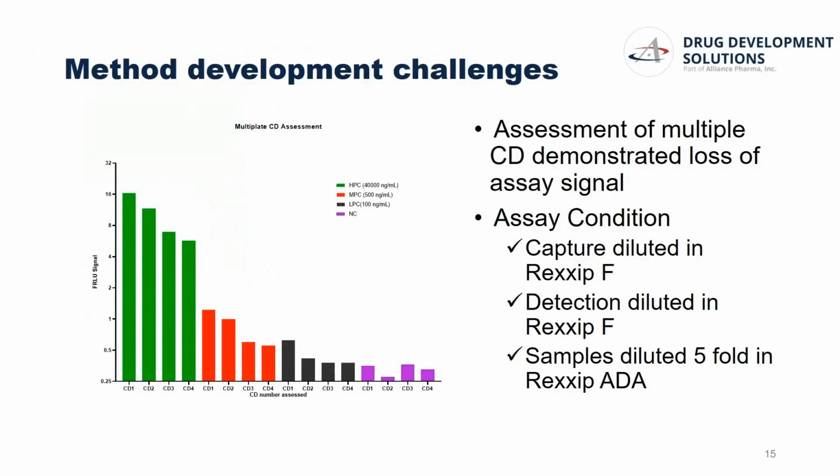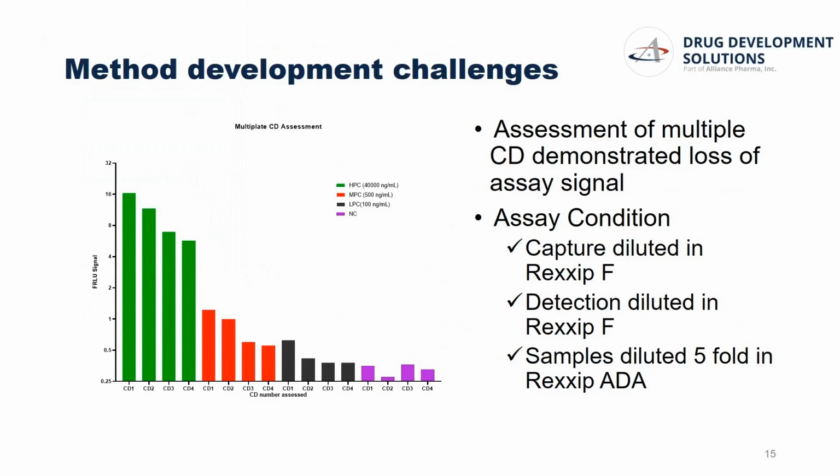The initial work was carried out on the Gyrolab Explore, where one CD was used throughout, and the conditions were selected and the method was sensitive enough. So when the conditions were selected, the capture was dissolved in Rexip F, the detection in Rexip F as well, and the sample diluted 5-fold in Rexip ADA.